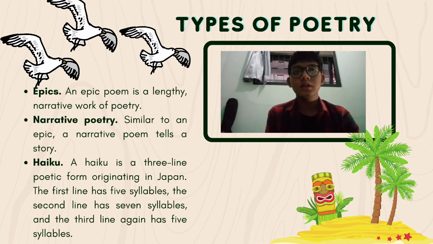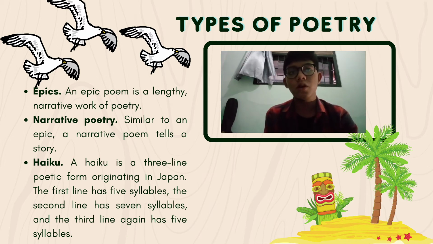Next, in this slide, you will see some examples of the 3 types of poems that I have described above. In the epic section, there is the example of Beowulf, an Old English poem. Then narrative poetry with the example of Alfred Lord Tennyson, Idylls of the King. And the last is haiku with a classic haiku by Matsuo Basho.